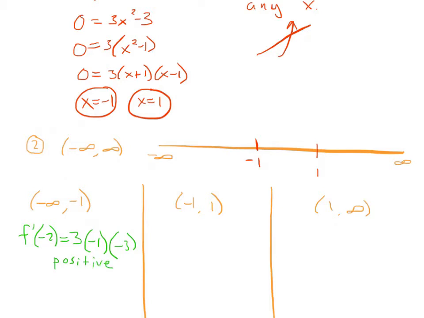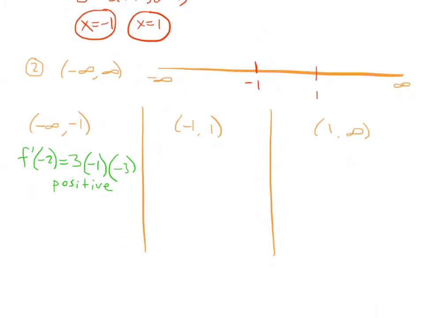Right? And so what does it mean if the derivative is positive? It means the function is increasing on this interval. And so you'll notice I've actually already started to answer the question. I can now say that this function is increasing on this interval. Right, so now we move on to the next one.